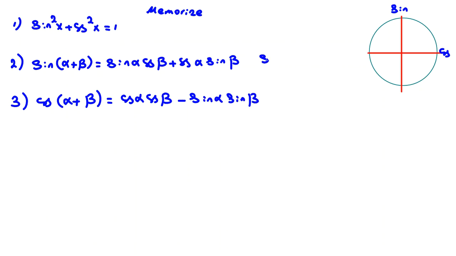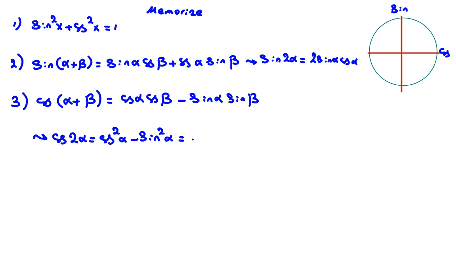And here, sine 2 alpha, if we replace, what will it be? Alpha equals beta. It will be 2 sine alpha cosine alpha. And here, we can consider cosine 2 alpha is cosine squared alpha minus sine squared alpha. We can use the first identity. It will be 2 cosine squared alpha minus 1, or 1 minus 2 sine squared alpha.